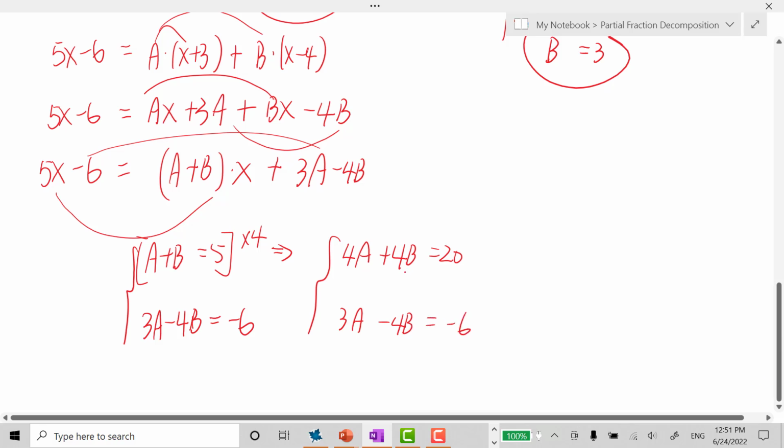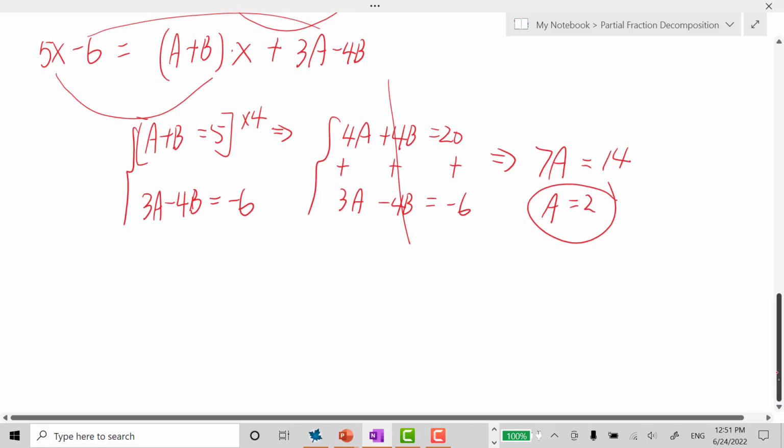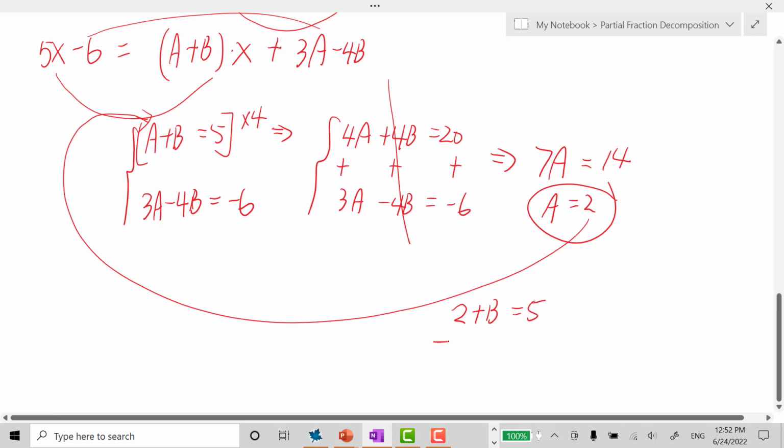So now we have two opposite terms, plus 4b and minus 4b. When we combine these two equations, adding them, we end up with 4a plus 3a, 7a, and plus 4b minus 4b cancel each other. 20 plus -6 is 20 minus 6, 14. So in that case, we know that a is equal to 2. Same result as with the earlier method. And now that we know a, we plug a into the original equation. So we have 2 plus b equals 5. Subtract 2 from both sides of the equation, so the b value equals 3.